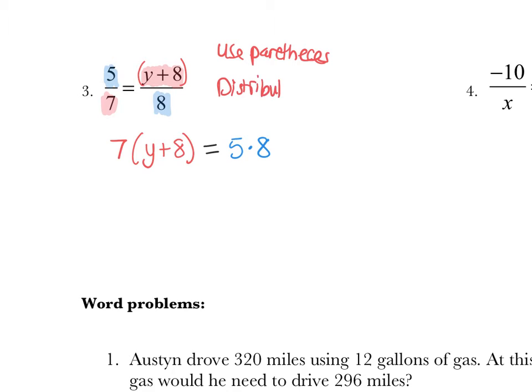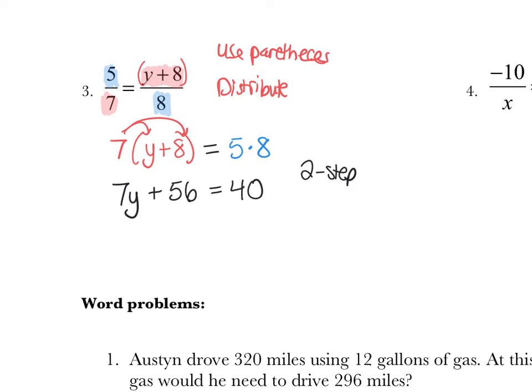So you need to take that 7 and multiply it into both pieces. So that's 7 times the y and 7 times the 8. So if I do that, I'm left with 7 times y is 7y, plus 7 times 8 is 56, equal to 8 times 5 is 40. Okay? Then I have a two-step problem. So this is just a two-step problem now.